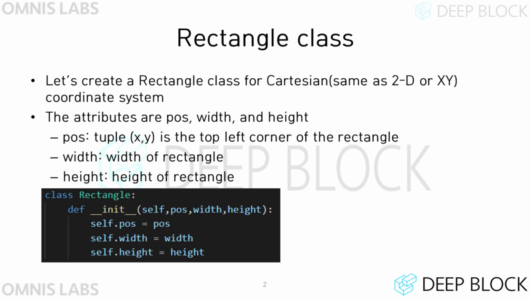First, let's create three attributes. Pos is a tuple xy that indicates the coordinates of the top left vertex of a rectangle in the coordinate plane. Width means the width of the rectangle, and height means the height of the rectangle.